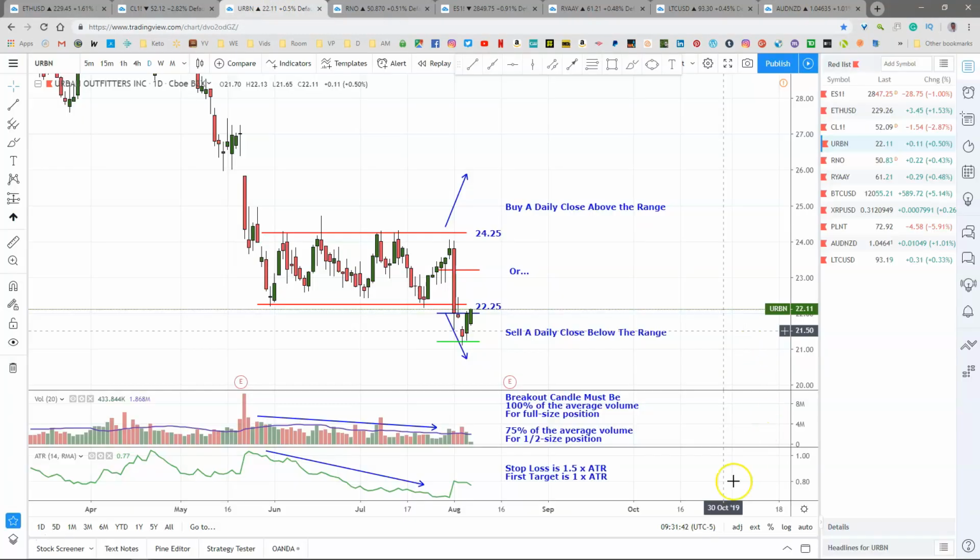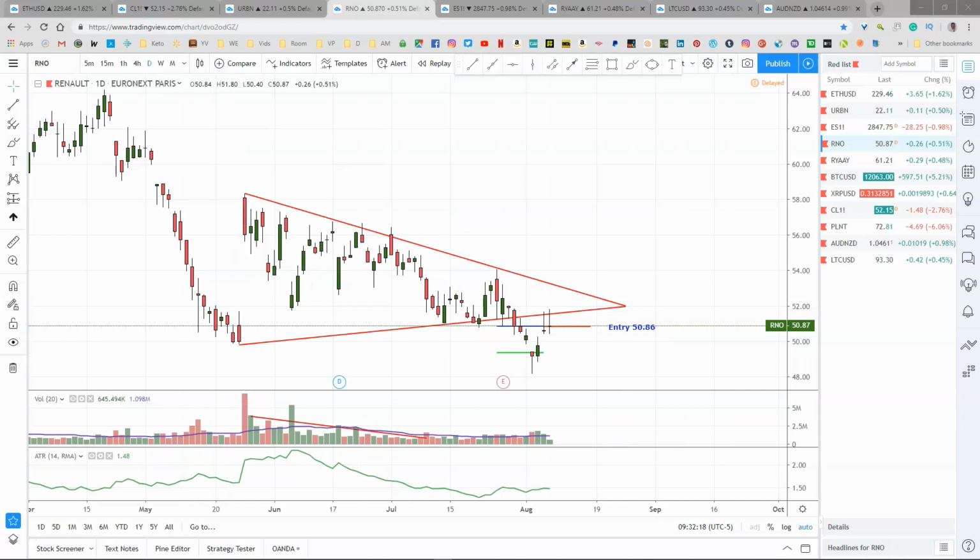Okay, Urban Outfitters. Here you go. Urban Outfitters hit our target on Monday, and yesterday it popped up here and took out our break-even stop. So I'm out of this. The profit on this is $859 on this first half, 0 on the second half. So I'm done with that one for now. And pretty much the same on the Renault trade right here. Hit our target on Friday right here, and yesterday it popped up and hit our break-even stop loss. So profit on the first half of $848, and I'm also done with this one for now.